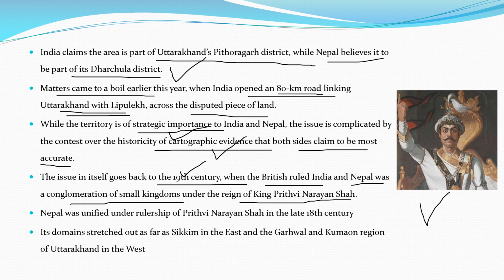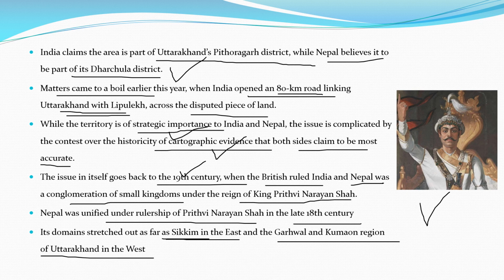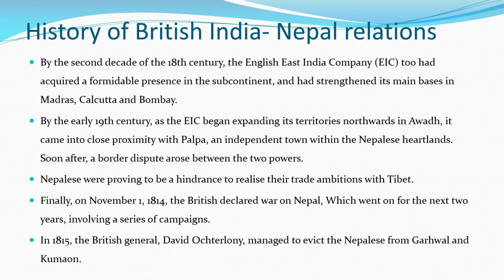So this particular ruler of Nepal united all the territories of Nepal in the late 18th century and early 19th century. So its domain stretched out at that point of time as far as Sikkim in the east and the Garhwal and Kumaon region of Uttarakhand in the west. So the present Garhwal and Kumaon region were part of this Nepalese kingdom at one point of time. Okay, then what is the relation of India?